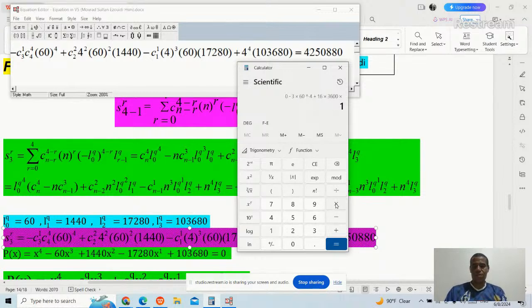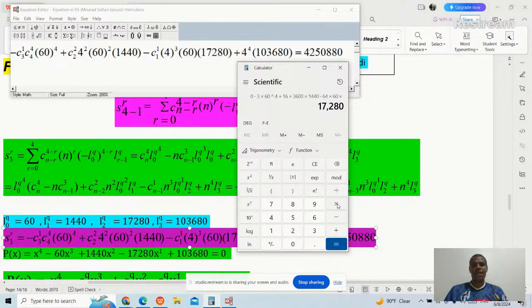Times what, learners? 1,440. Minus combination 1 choose 1 is 1 times 4 cubed is 64, times 60, learners, times 17,280.